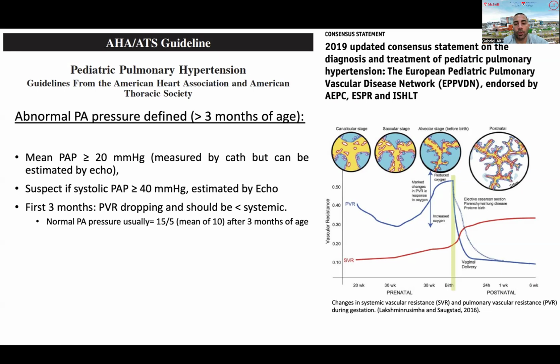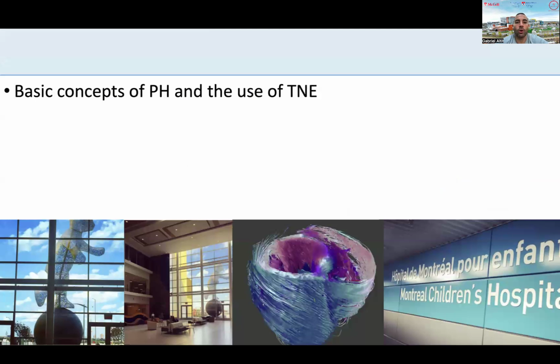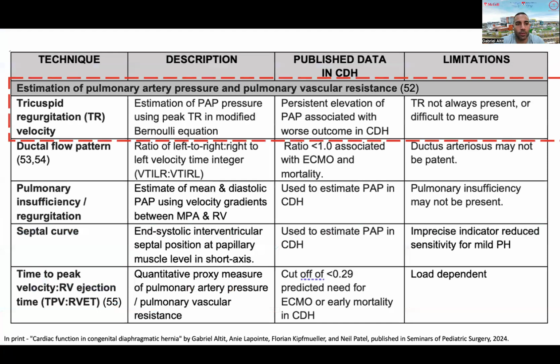Obviously, there are many caveats to the consideration in babies, and that's why echo provides you a lot of information about what you need to tackle to improve the condition of your patient at bedside. We'll go over some of the basic concepts of pulmonary hypertension and the use of targeted neonatal echo. Some of the tables that I will outline here have been produced from a review we've done with Dr. Neil Patel, Florian Miller, and Annie Lapointe in the context of CDH, but I do believe that these concepts are applicable to many populations that we care for in the neonatal population.